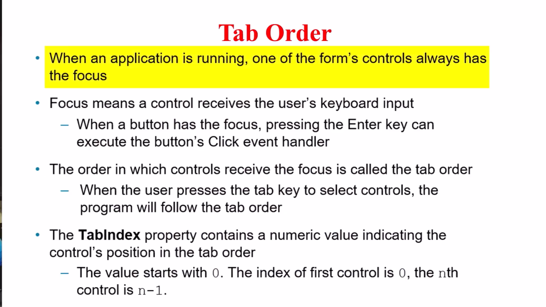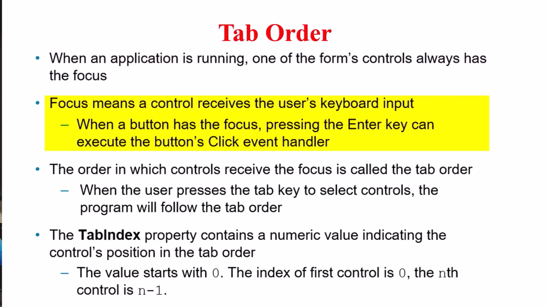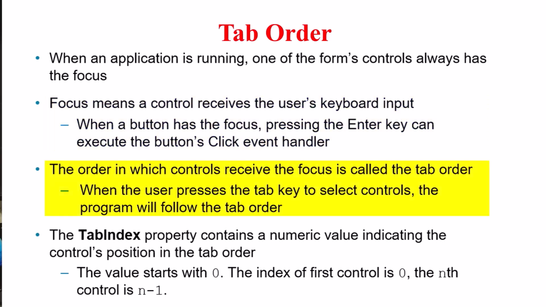When an application is running, one of the form's controls always has the focus. Focus means a control receives the user's keyboard input. When a control has the focus, pressing the Enter key can execute the button's click event handler. The order in which controls receive focus is called the tab order. When a user presses the tab key to select controls, the program will follow the tab order.